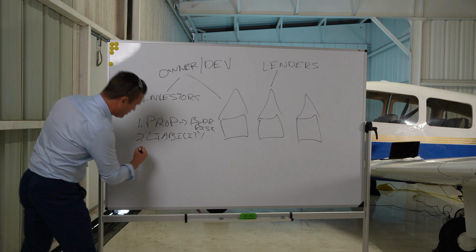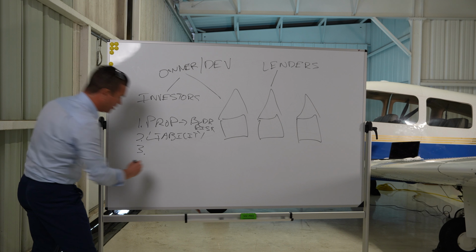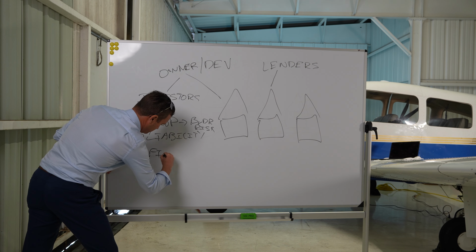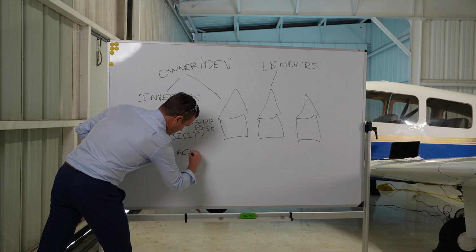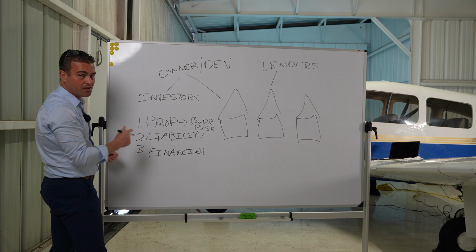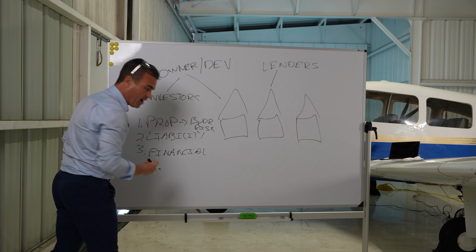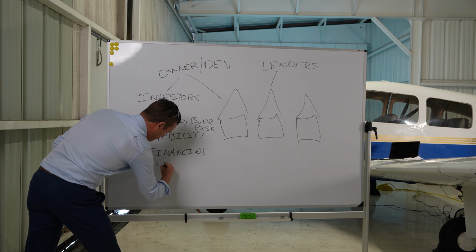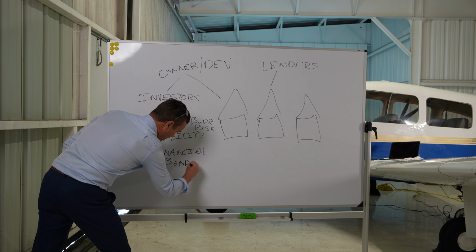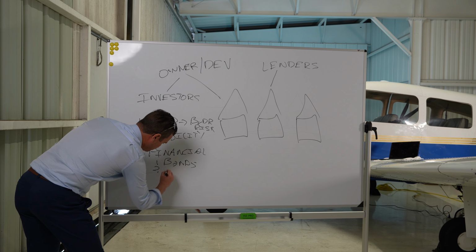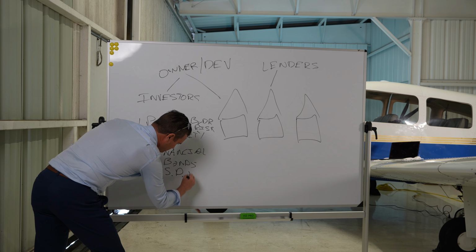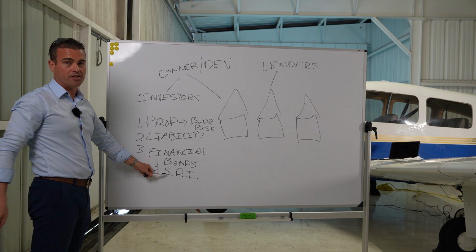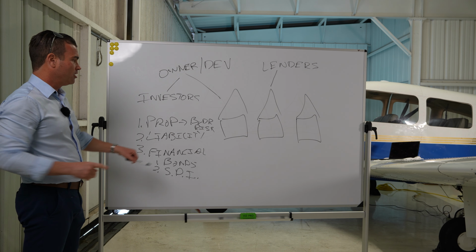And then third, and very importantly, this is often overlooked, is financial. What do I mean by financial? This is bonding. It's either going to be bonding or SDI, which is subcontractor default insurance. So financial, we're going to have bonds, payment and performance bonds, or two, SDI, subcontractor default insurance, right? And I'll talk a little bit about all of these.